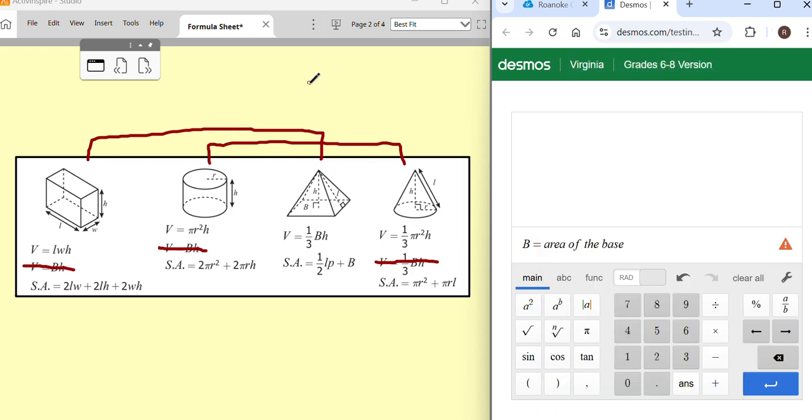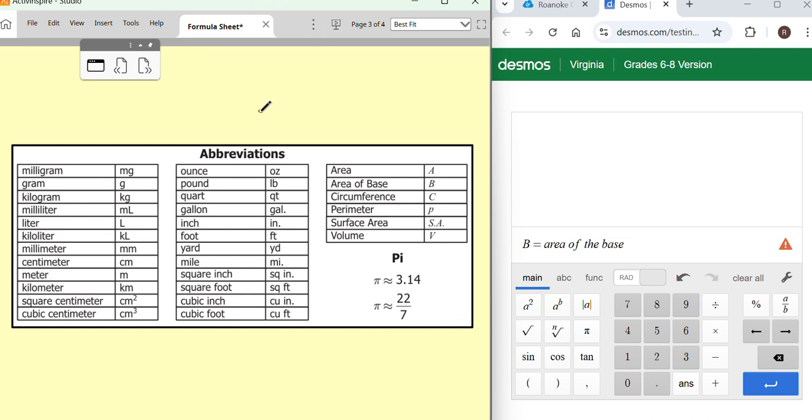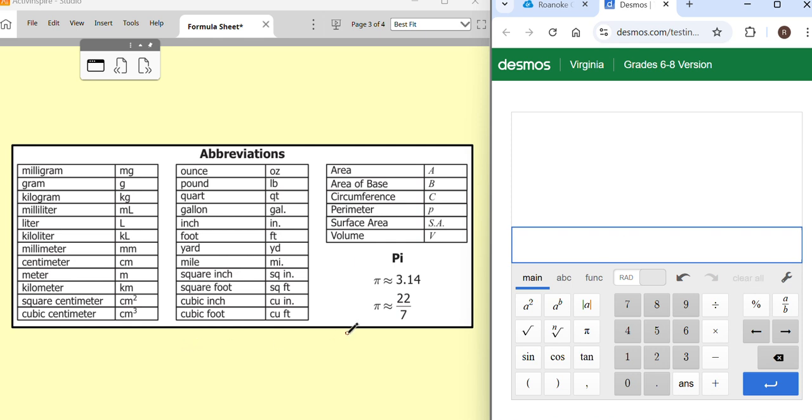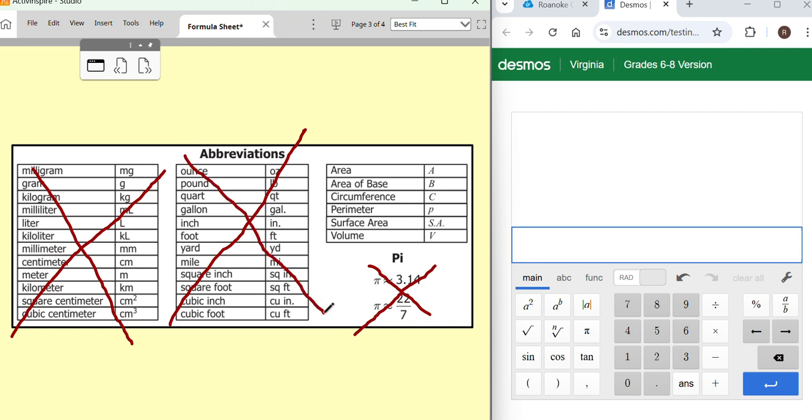Okay, here are all the abbreviations. Please look at these because they will be very helpful. Do not look at this. You do not use those approximate numbers for pi. Use the pi key on your calculator. You probably will not need these, and you probably won't need these, okay?